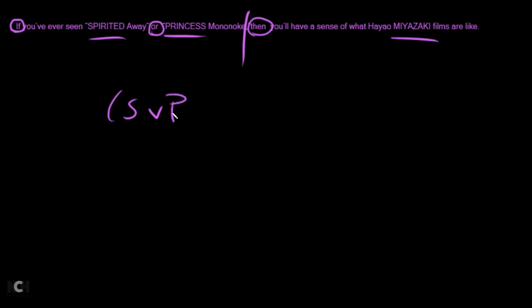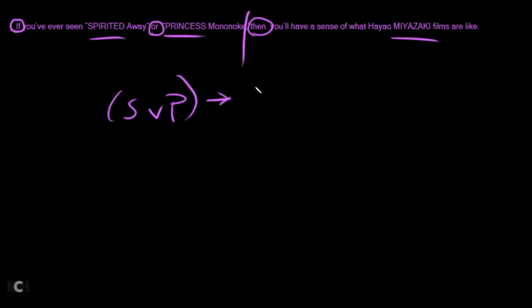Okay, here's another translation one from quiz 7. This one says, if you've ever seen Spirited Away or Princess Mononoke, then you'll have a sense of what Hayao Miyazaki films are like. So the first word I see is an if, and the then isn't until here, which means everything up to this point is on the left side of the arrow. So what do we got? Spirited Away, wedge, Princess Mononoke. I know it's a wedge because it says or, but it doesn't say but not both. And then there's an arrow.